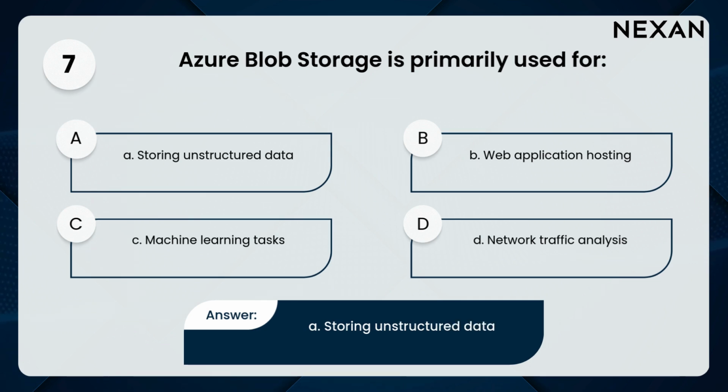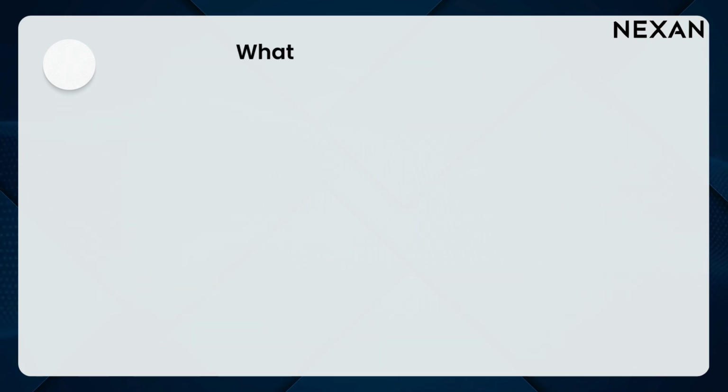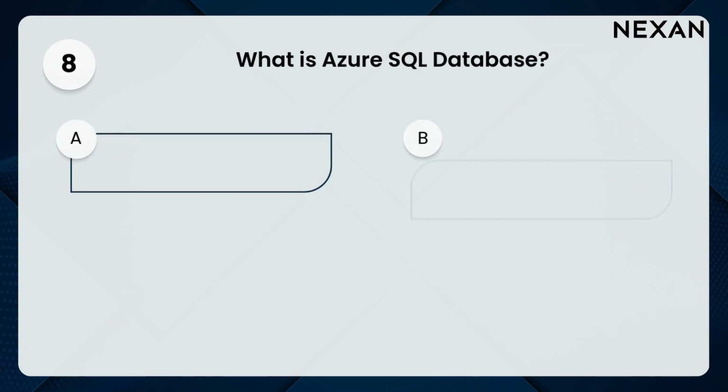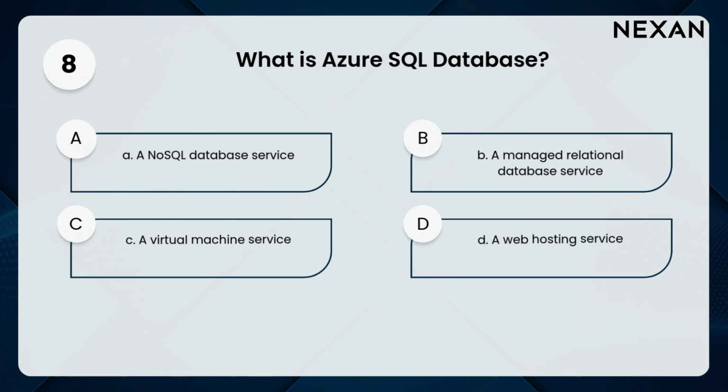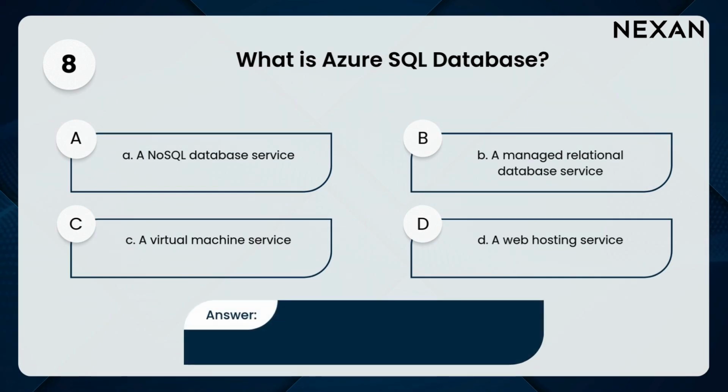Storing unstructured data. 8. What is Azure SQL Database? A. A NoSQL database service. B. A managed relational database service. C. A virtual machine service. D. A web hosting service. Answer: B. A managed relational database service.